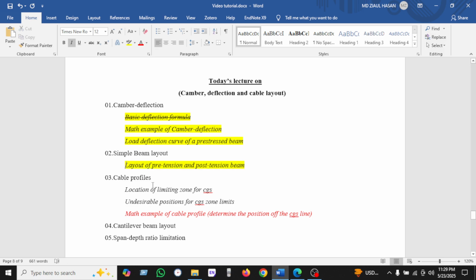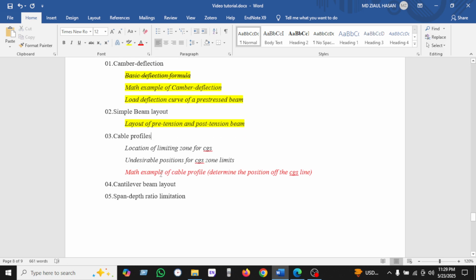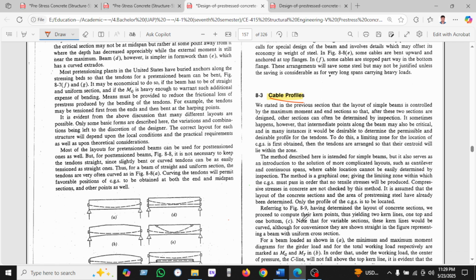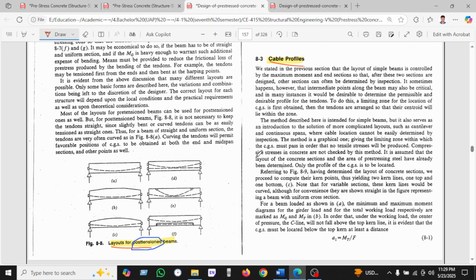So let's see the third topic, which is cable profile. At first we have been seeing some theory. What is the cable profile? We can state from the previous section that the layout of a simple beam is controlled by the maximum moment and the end section. So these are the vital information, the maximum moment and the end section, so that the end sections can be designed and other sections can be determined by inspection.